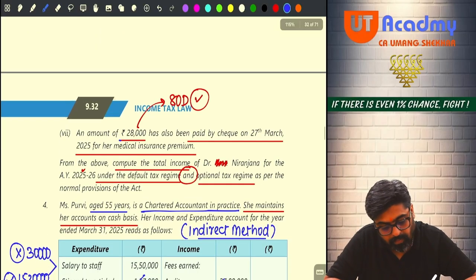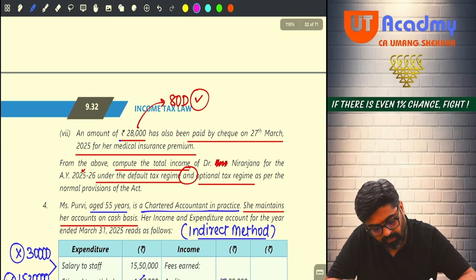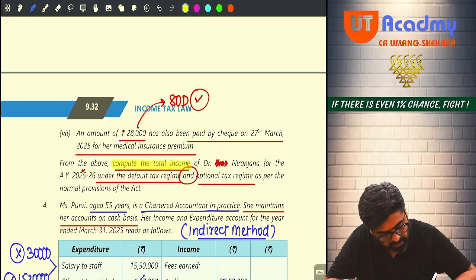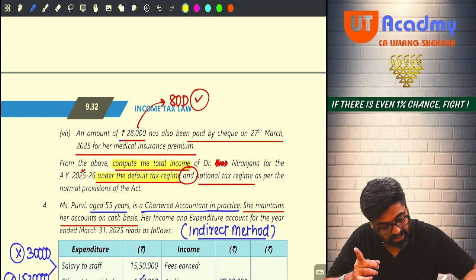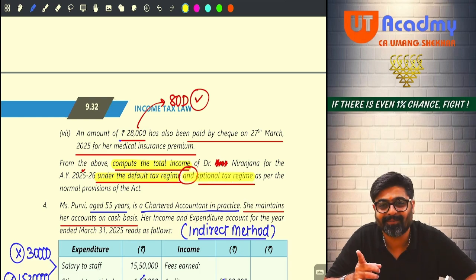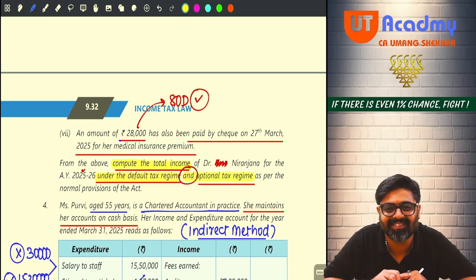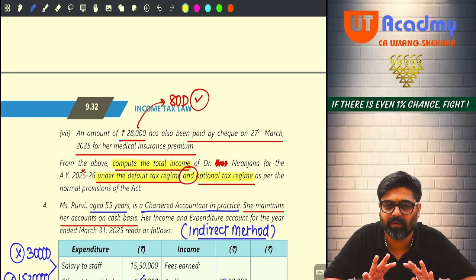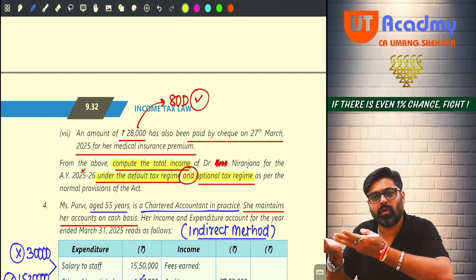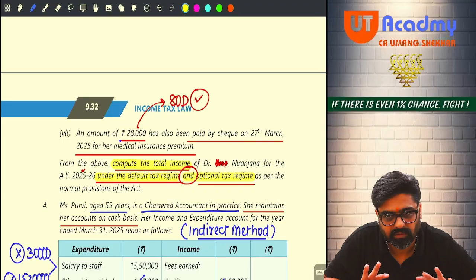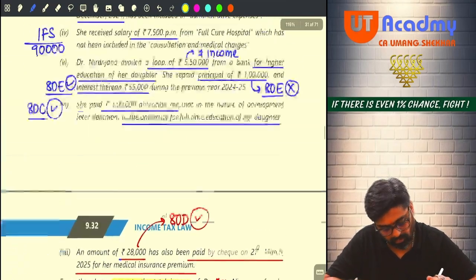From the above, compute the total income. They are telling you to compute the total income under the default tax regime. You have to follow 115BAC and the optional tax regime. You have to follow both. So first we will follow the normal tax regime and calculate. Then we will follow the optional tax regime. Understanding, no? Okay.